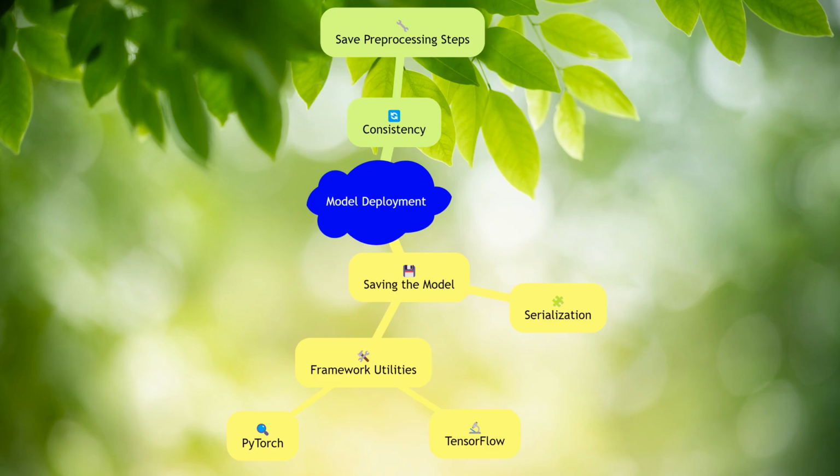Once the model is trained and evaluated, the next step is to save and export it for deployment. This involves serializing the model into a format that can be easily loaded later. Frameworks like TensorFlow and PyTorch provide utilities for saving models. It's also important to save the pre-processing steps to ensure consistency during deployment.